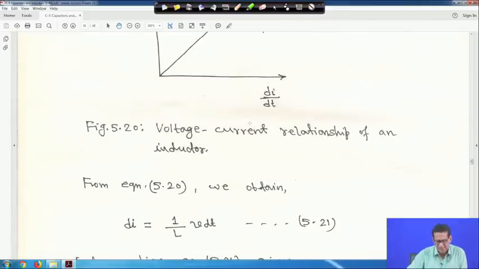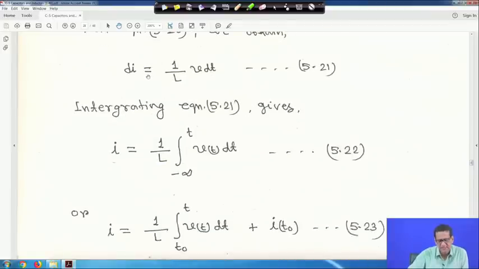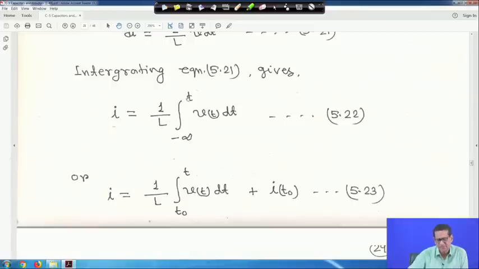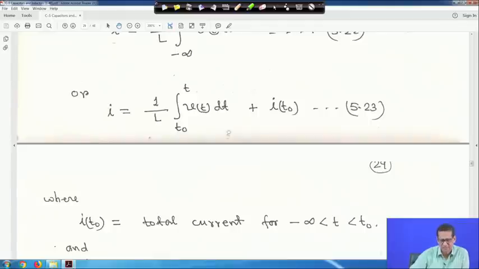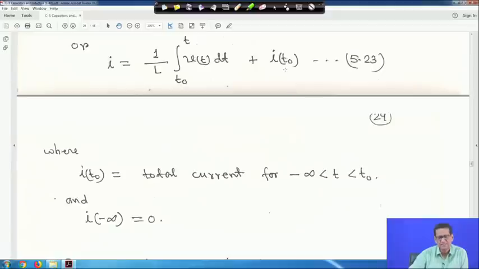Now, if V is equal to L into di by dt, then di is equal to 1 upon L V dt. This is equation 21. If you integrate, then I is equal to 1 upon L, integral from minus infinity to t of V dt, where V is a function of t. This is equation 22. Same as the capacitor, it will be 1 upon L, integral from t0 to t of V(t) dt, plus I(t0). That is equation 23, where I(t0) is the total current from minus infinity to t0, and I of minus infinity we always take as 0.